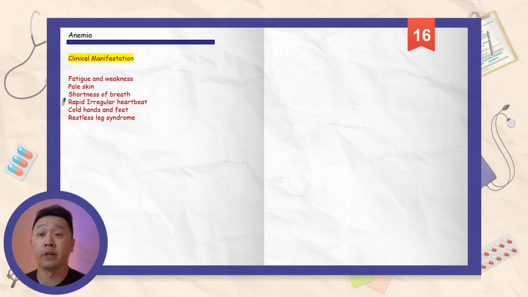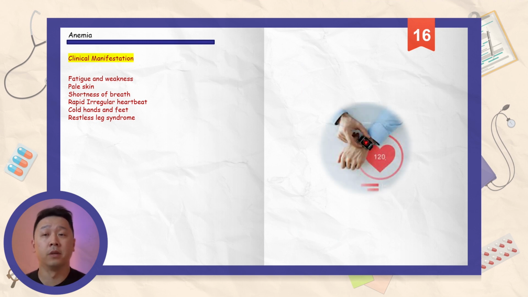of breath, rapid irregular heartbeat, cold hands and feet, and other more rare instances such as restless leg syndrome and increase in clot formation. So as a result of the decrease in red blood cells, patients often feel more tired due to the lack of oxygen. As previously discussed, the lack of oxygen decreases ATP generation via the Krebs cycle. Shortness of breath is due to the lack of hemoglobin binding to oxygen. Rapid irregular heartbeat because the body is trying to compensate for the increased demand in oxygen.